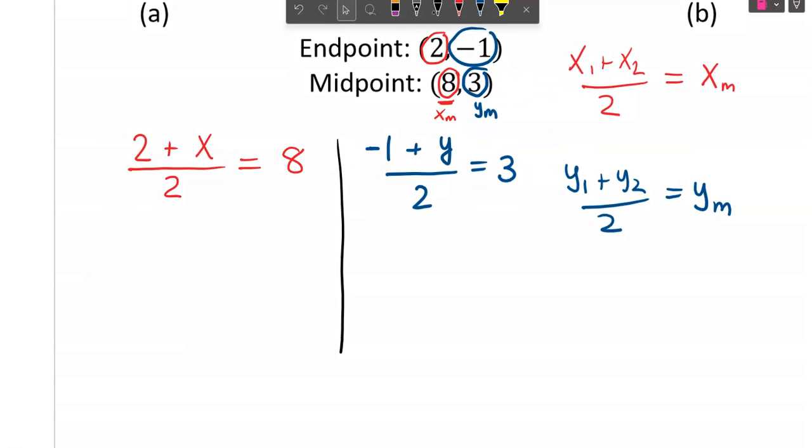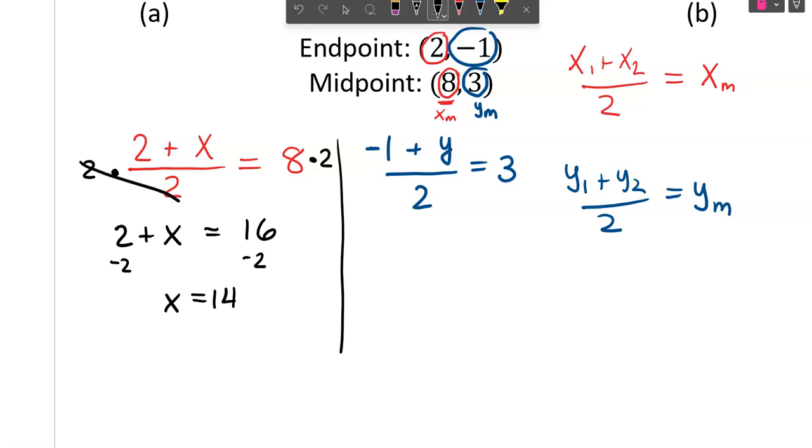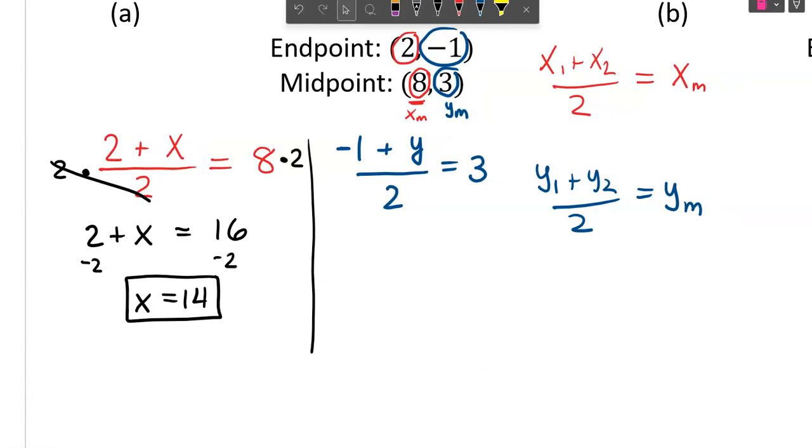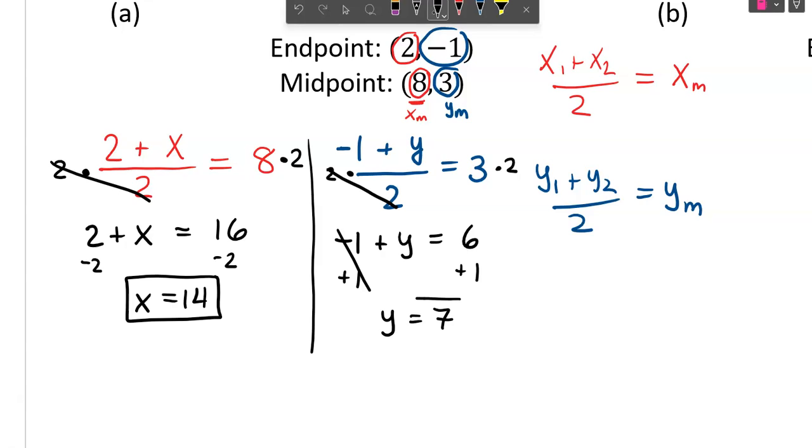So let's solve the red one first. You're always going to solve these by getting rid of the fraction first, multiplying both sides by 2. So this is going to give me 2 plus x equals 16. We'll subtract 2 from both sides to get the x coordinate by itself, and we get an answer of 14. Now let's pause on that and go over to our y equation here. We're going to also multiply both sides by 2 to start. The 2s cancel. We get -1 plus y equals 3 times 2, which is 6. We'll then add 1 to both sides. So y will equal 7 here.